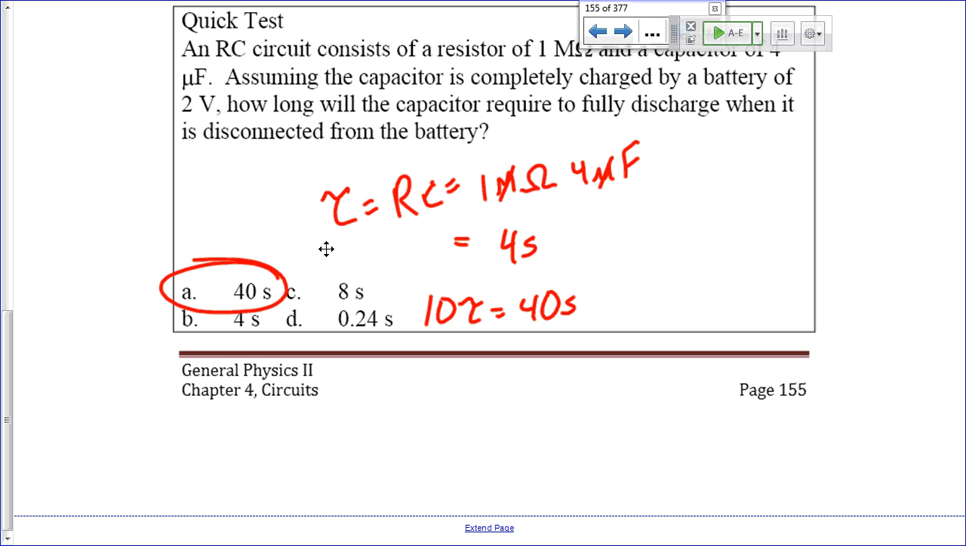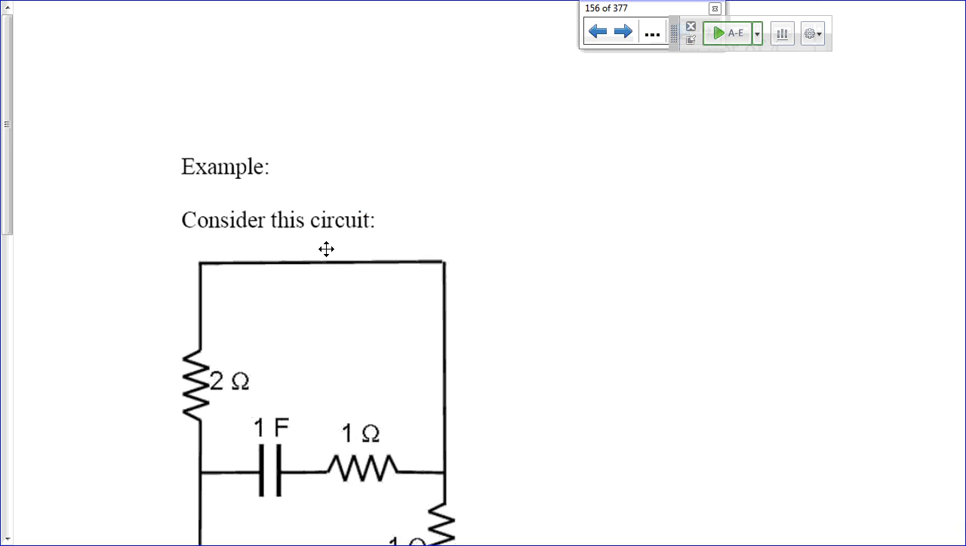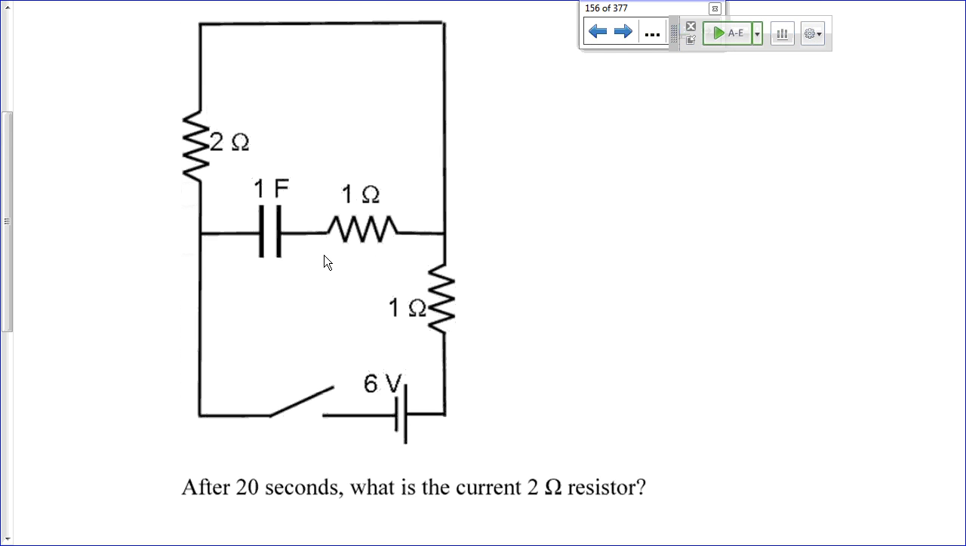Let's do a quick example. So let's say I have this circuit, and after 20 seconds, I want to know what is the current in the 2 ohm resistor. So I want to know what is this current right here. Now, in order to do this, we want to consider this time after 20 seconds, because the current to this branch is going to change, right?